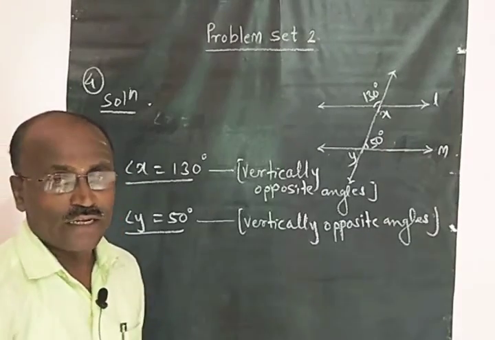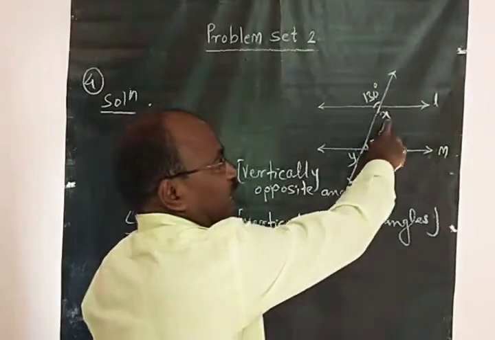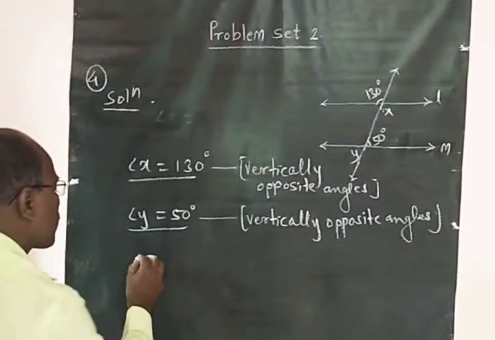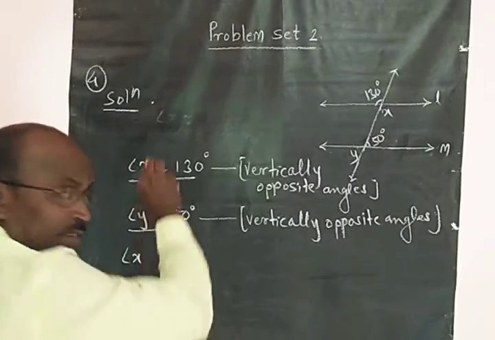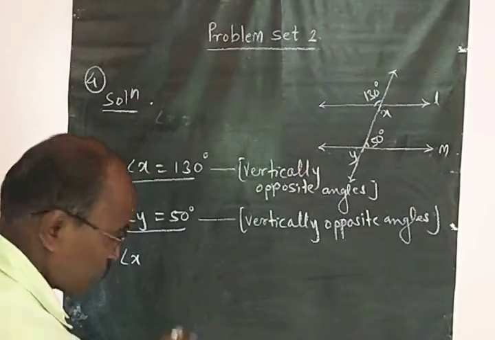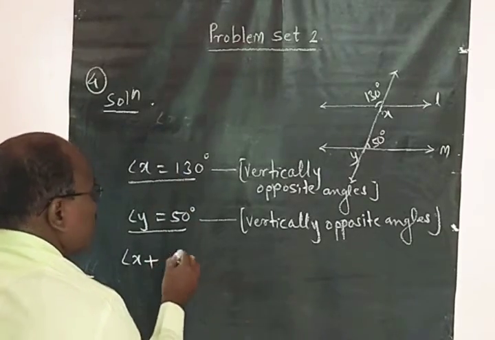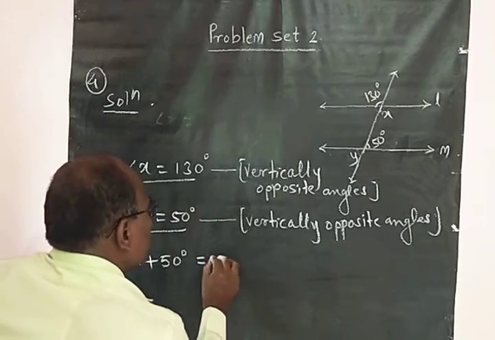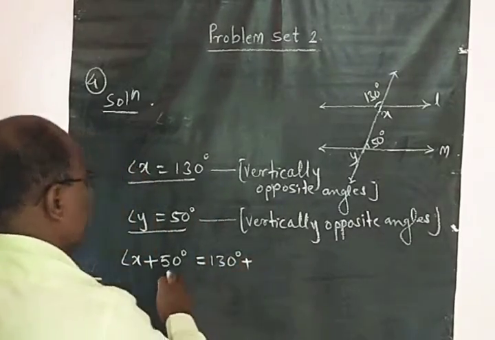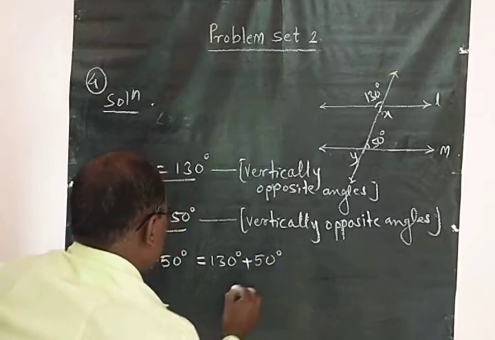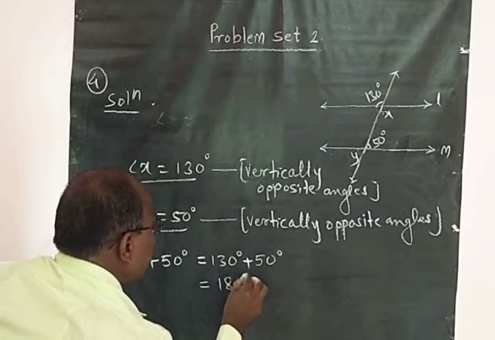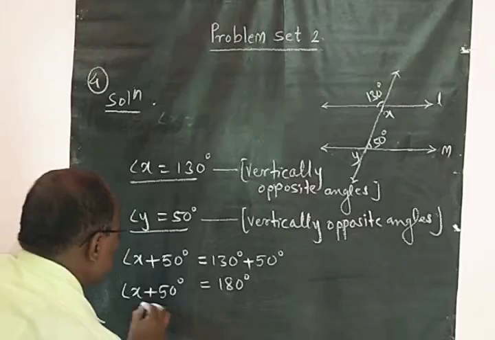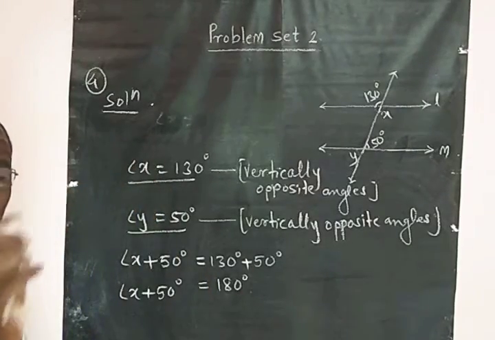So here use the test of parallel lines. This angle is 130 degrees and this is 50 degrees. So right here, angle X plus 50 degrees, where angle X is 130 degrees. 130 degrees plus this 50 degrees is equal to how much? 180 degrees. So angle X plus 50 degrees is 180 degrees.